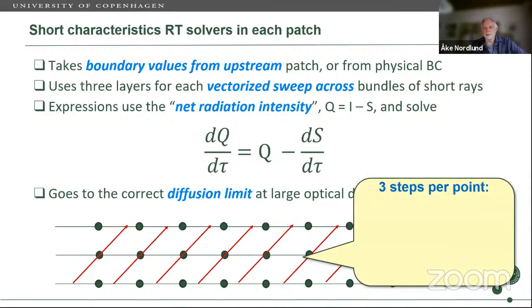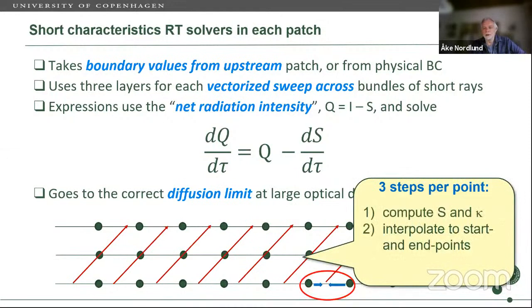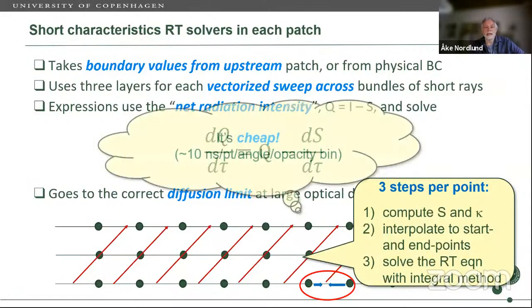3 steps: compute source function and opacity, interpolate to get the start and end points, and solve the radiative transfer equation. That's cheap. It costs 10 nanoseconds per point, per angle, per opacity bin. And most of those 10 nanoseconds is simply table lookup to compute the source function and the opacity. So radiative transfer is extremely cheap. And therefore, you can afford about 100 angle opacity bins without more than doubling the cost of a simulation.